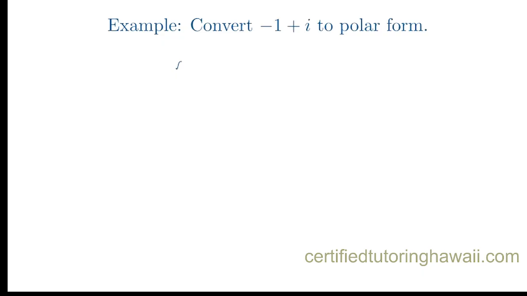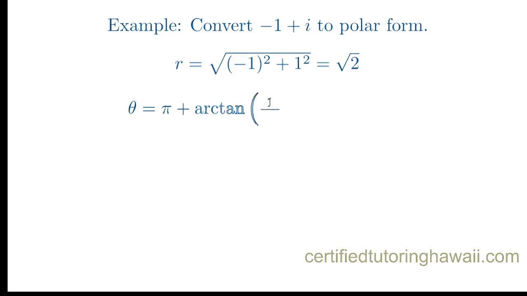Let's quickly convert the complex number -1 plus i to polar form. Here, a equals -1 and b equals 1. First, we find the modulus. r equals the square root of (-1) squared plus 1 squared, which is the square root of 2. Next, we find the argument. The point (-1, 1) is in quadrant 2, so we use the formula theta equals pi plus arctan(b/a). This gives us pi plus arctan(1/-1), or pi plus arctan(-1). Since arctan(-1) is negative pi/4, we get theta equals pi minus pi/4, which is 3 pi/4.